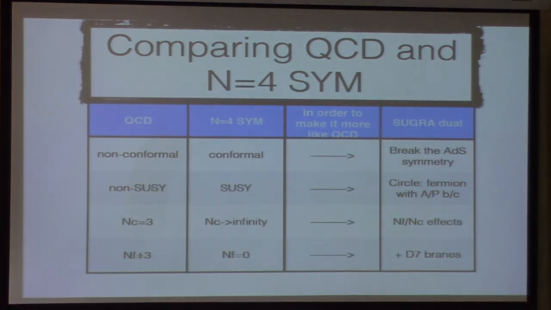And generally we do that as probe branes, because back-reacting those branes on the background is a complicated calculation in general. And this corresponds to the quenched approximation.